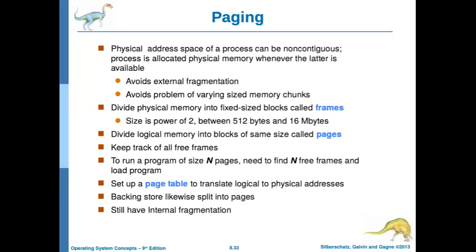So physical memory will be divided into fixed size blocks, and these blocks are called frames. That is one important thing here, the frame. This size is typically a power of 2, maybe from half KB to 16 MB. That is the typical size, but it will be decided by the operating system and its purpose.